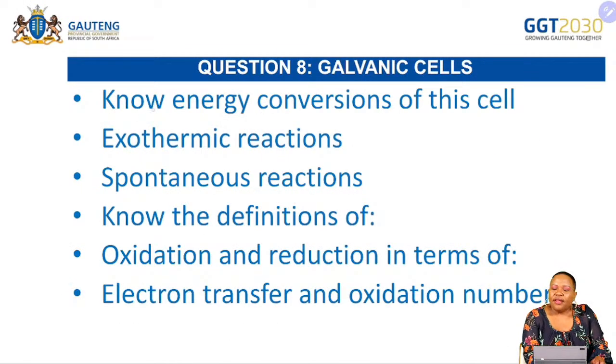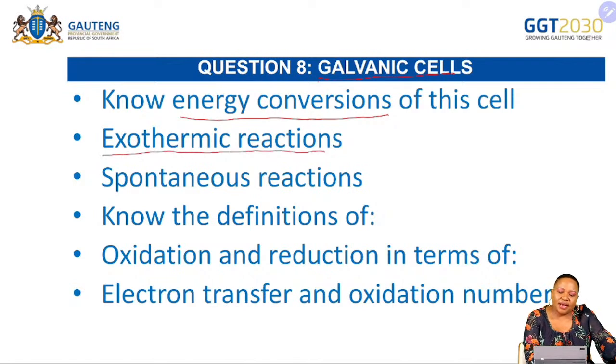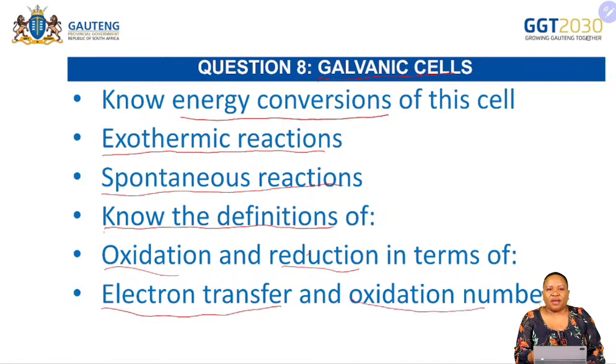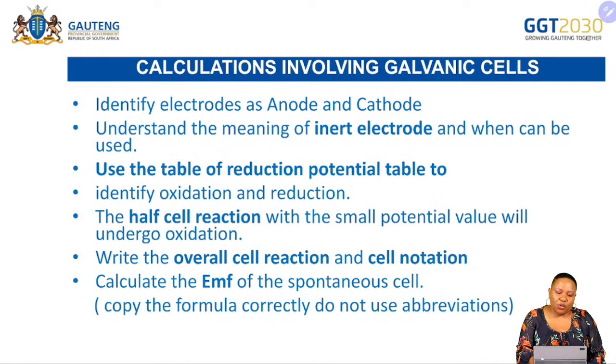Now, the last two questions are about electrochemical cells, which are galvanic and electrolytic. We need to know energy conversion in a galvanic cell. We need to know that there are exothermic reactions, there are spontaneous reactions. We know the definitions of oxidation and reduction in terms of electron transfer and in terms of oxidation numbers. Definitely the time will not be enough to explain everything that we want to explain with these questions.